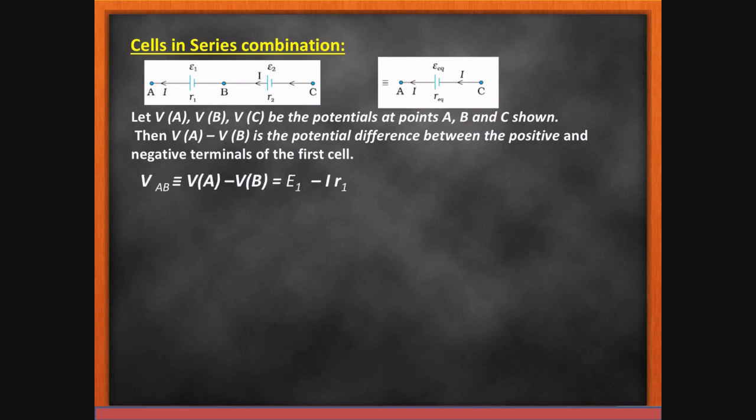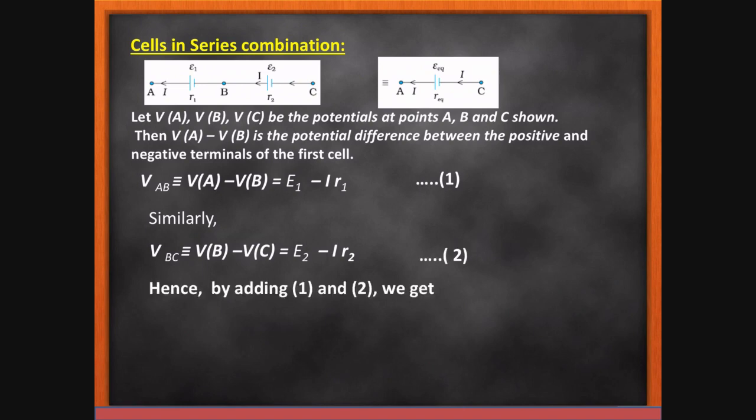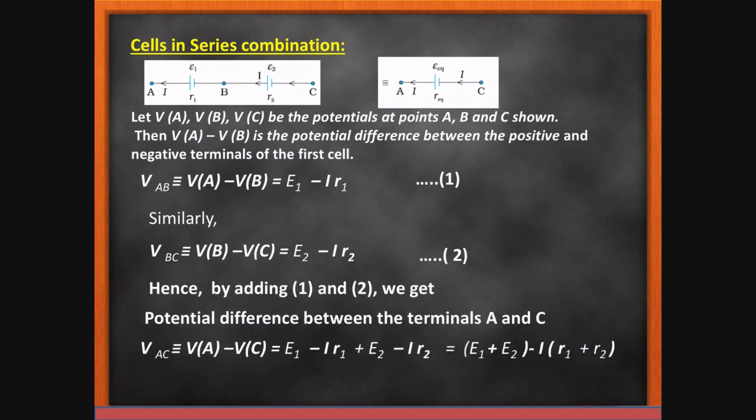So the potential between A and B is given by the formula: it is equal to E1 minus IR1, as from previous results. Similarly, the potential difference between points B and C is E2 minus IR2. This is equation number 2. If we add these two equations, we will get the potential difference between points A and C. So if we add 1 and 2, we get E1 plus E2 minus I(R1 plus R2).